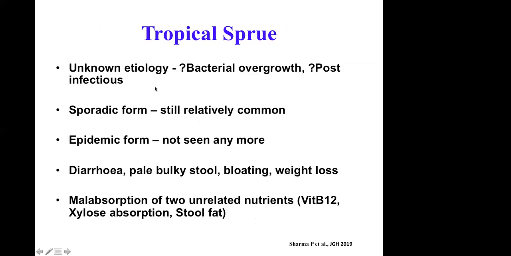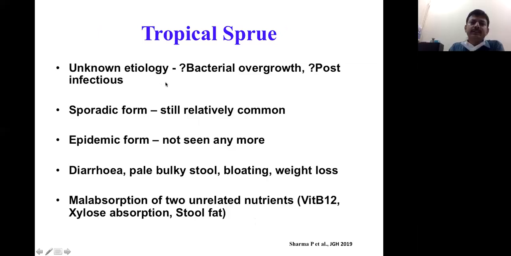Tropical sprue is basically a condition of unknown etiology. Okay, we don't know what causes tropical sprue. It's supposed to be an infective etiology. Earlier, it used to occur in two forms, the epidemic form and the sporadic form. The epidemic form is not seen anymore, but we still see the sporadic form, as I was mentioning in the spectrum of malabsorption. The symptoms are very typical of a chronic malabsorptive diarrhea. The patient has diarrhea, pale bulky stool, bloating, and weight loss, and has deficiency of nutrients.